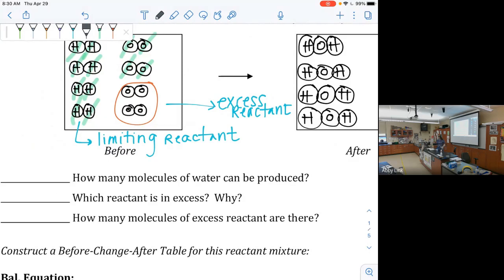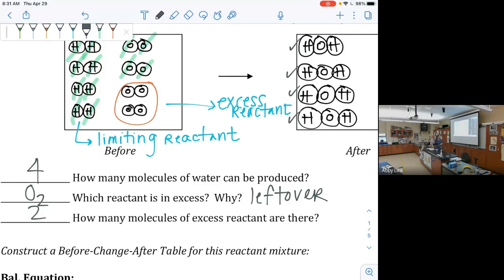So it says, how many molecules of water can be produced? Well, we can just count it up. We've got 1, 2, 3, 4 molecules of water there. Which reactant is in excess and why? So our O2 is our excess reactant, and why? Because we have some left over. All right. How many molecules of excess reactant are there? Well, we have them circled there. There's 1, 2 molecules of excess reactant left over.